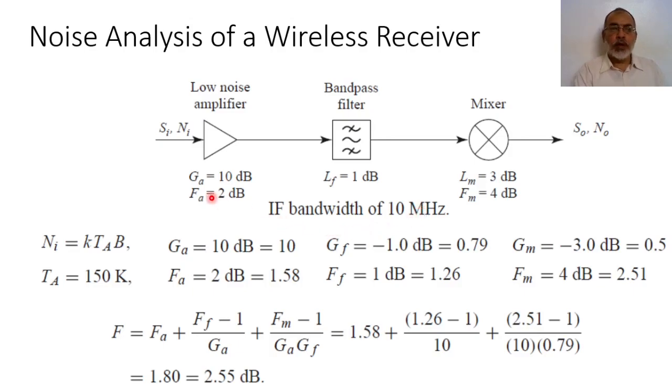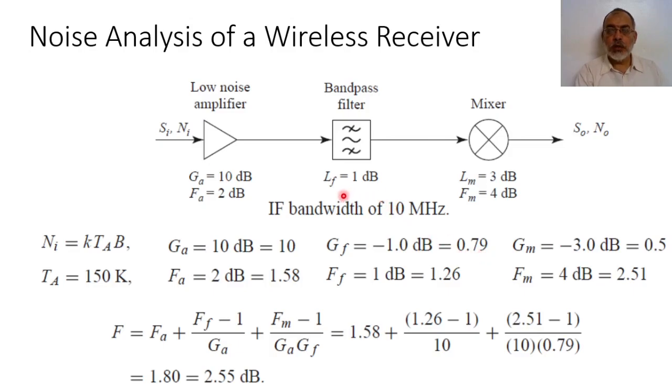At the beginning, we are going to convert all the dB values to ratios. So the value of the gain, 10 dB, as a ratio would be 10. The noise figure of the amplifier F_A, 2 dB, as a ratio would be 10 to the power 2 over 10, which is 1.58. On the other hand, the gain for the band pass filter is minus the loss factor, so the gain is minus 1 dB. As a ratio, it would be 10 to the power minus 0.1, which is 0.79.